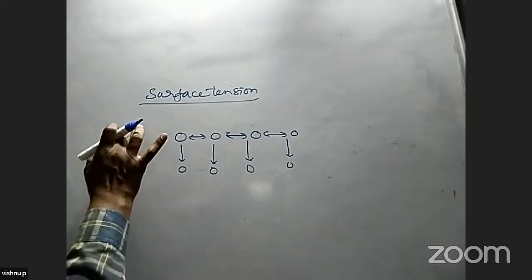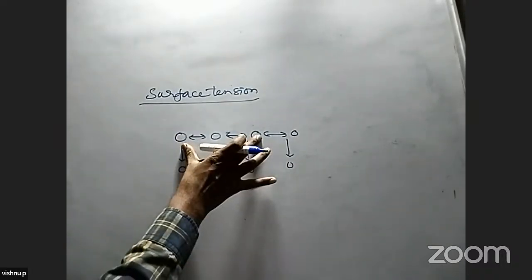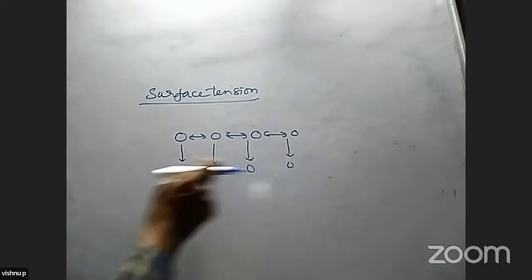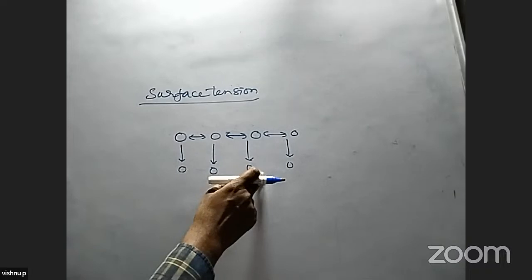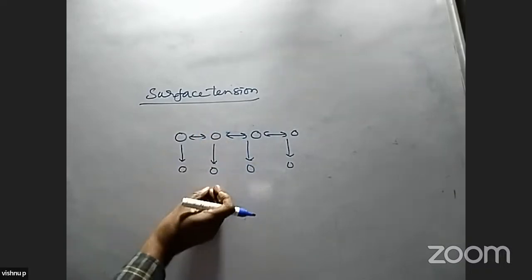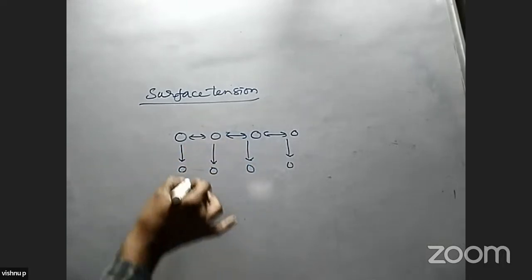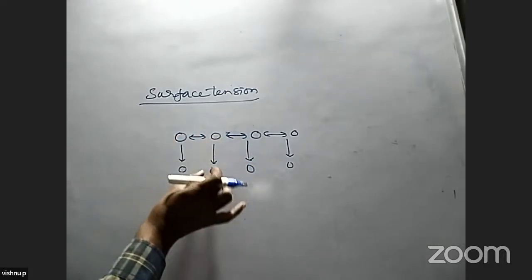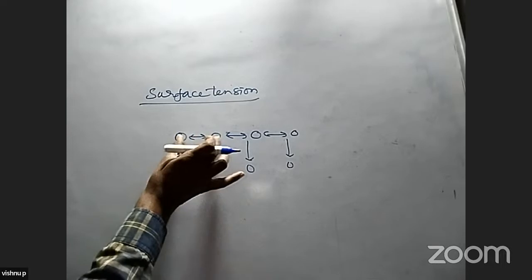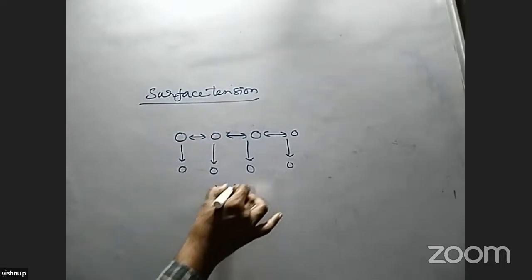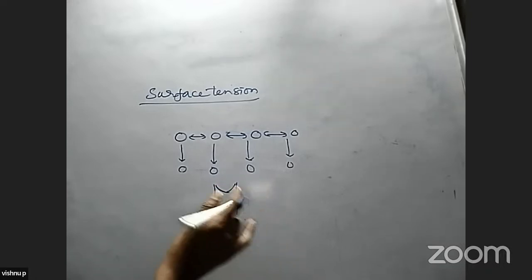So here, forces acting along the surface of a liquid at right angles to any line of unit length. This is called surface tension. The surface molecules are attracted toward the bottom side. To overcome these forces, these molecules attract each other very strongly. Because of this, the surface area decreases.